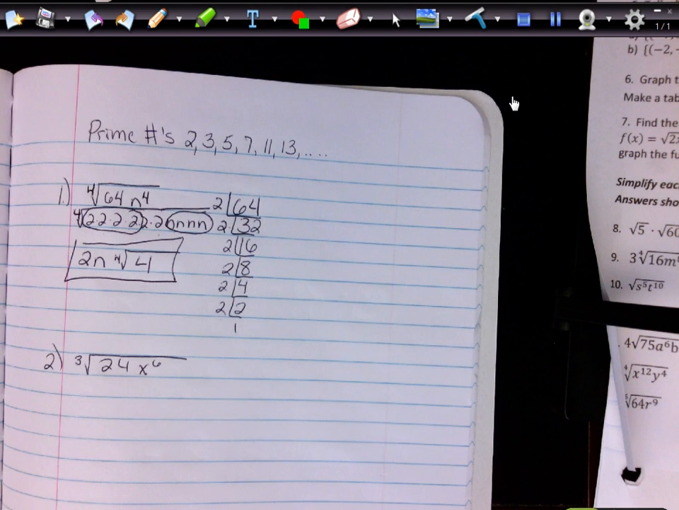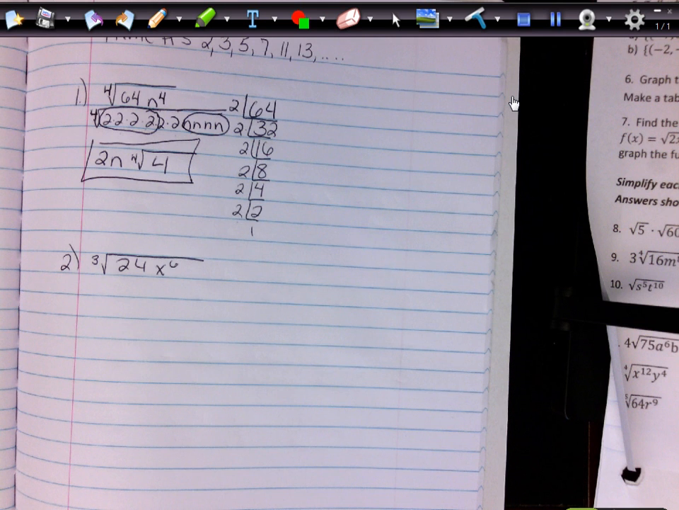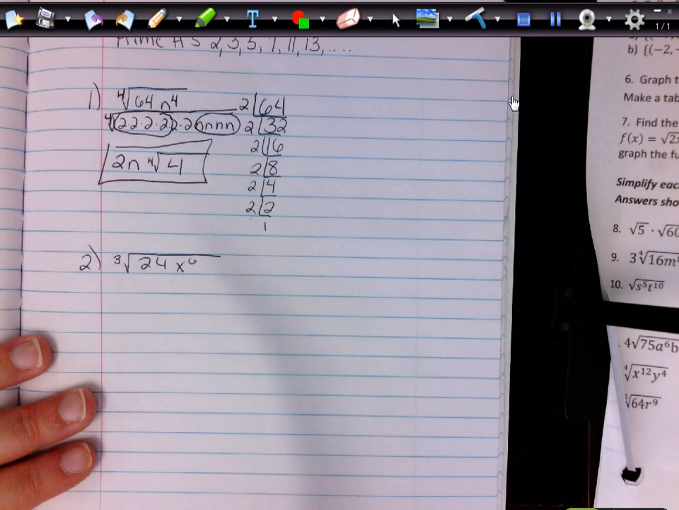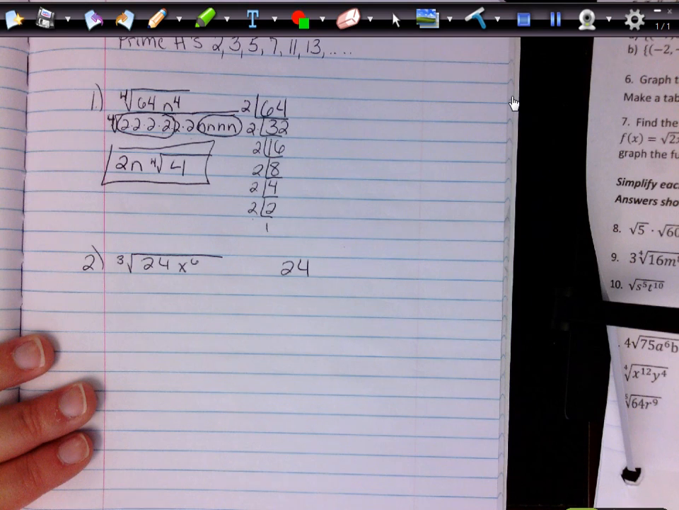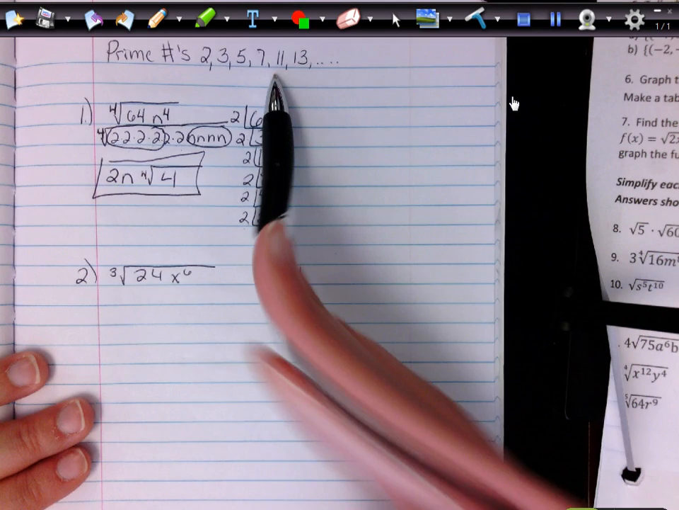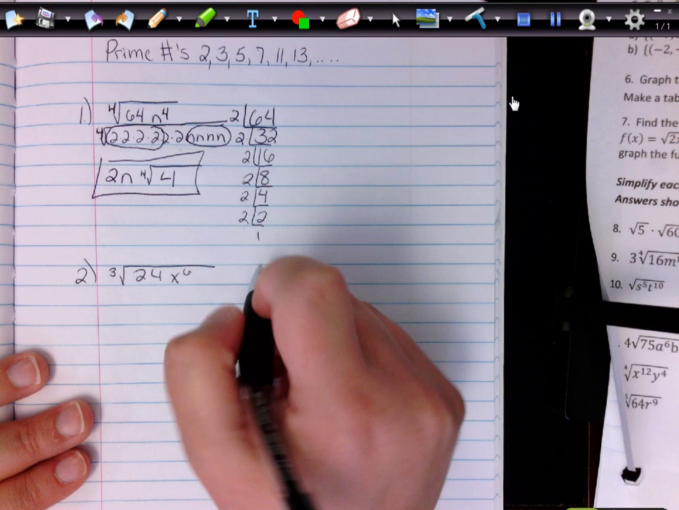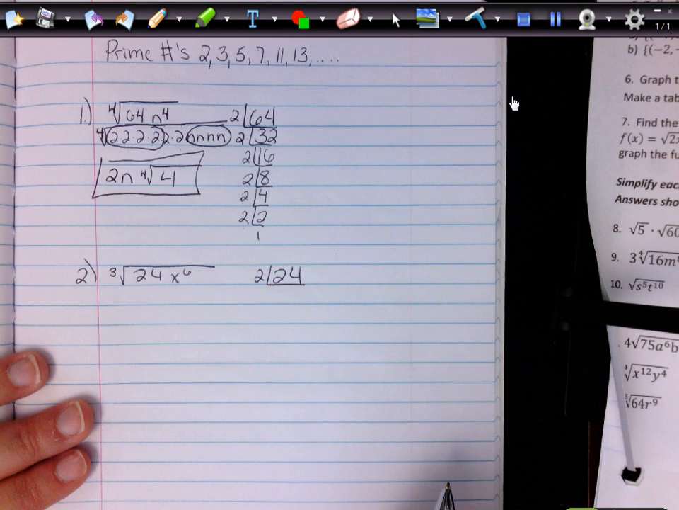All right, number 2, I have the 3rd root of 24x to the 3rd. So this is telling me it's a 3rd root, or a cube root. I have a number inside the radical, so I know I need to come over here and upside down birthday cake that number. So again, the only numbers I'm allowed to divide by are these prime numbers up here. I can't divide by whatever I want to, like I can't divide by 6 here because 6 isn't prime. Only the prime one, so I'm going to divide by 2 first.